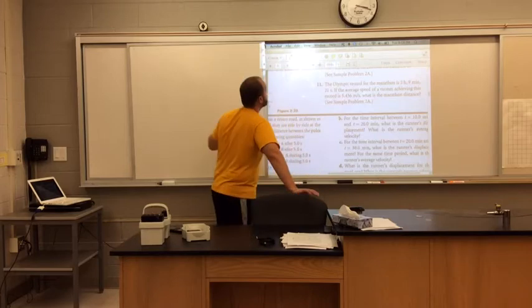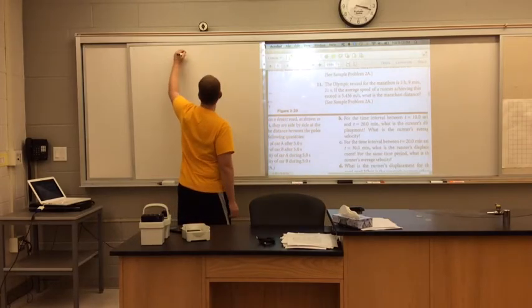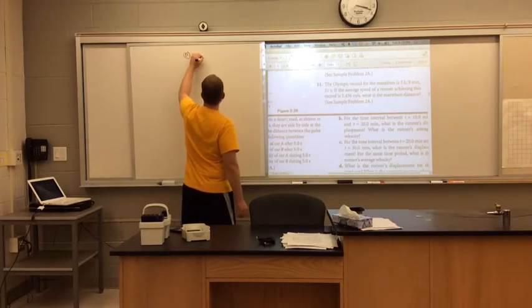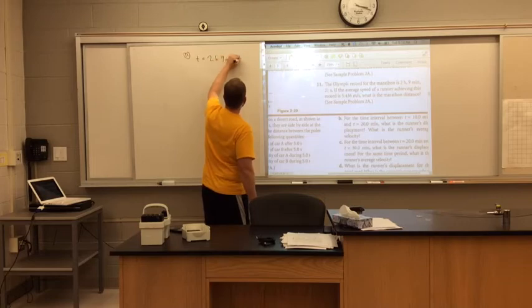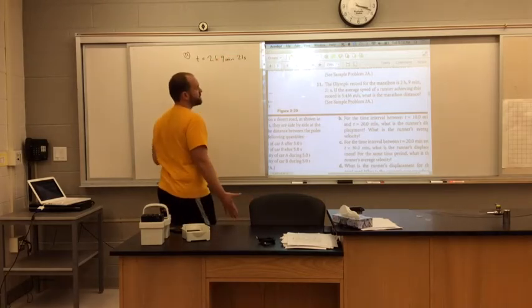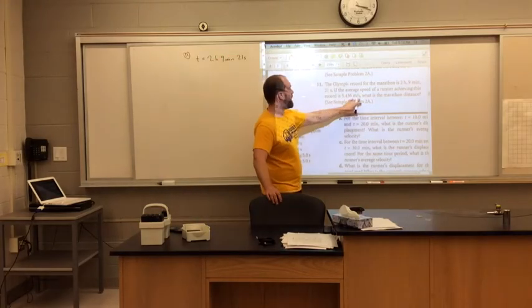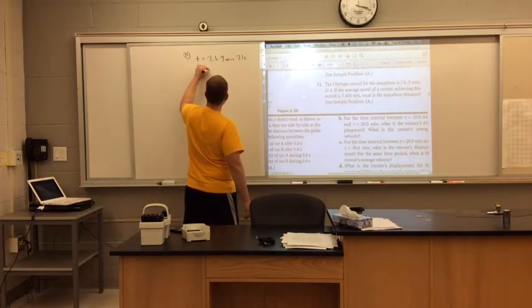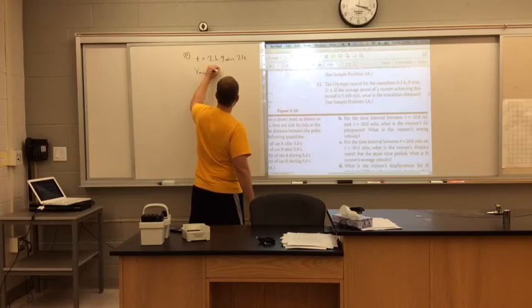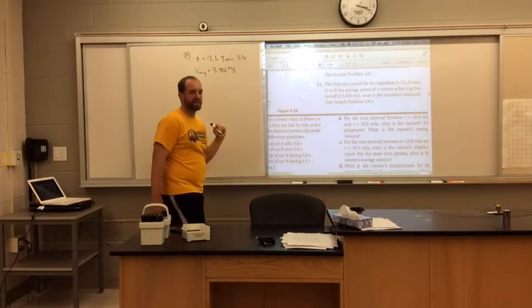So, here we go. Let's figure out what the time is. This is number 11. Our time is 2 hours, 9 minutes, and 21 seconds. What do we want to convert that to? Well, if they give us this average speed in meters per second, then I want my time in seconds.